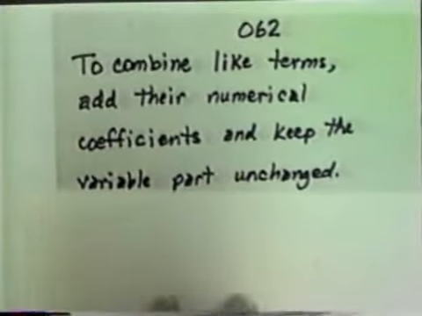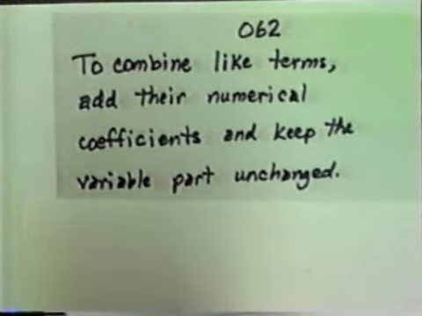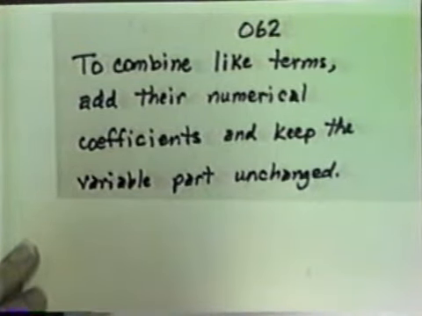Let's now simplify expressions by following a process called combining like terms. To combine like terms, add their numerical coefficients and keep the variable part unchanged.